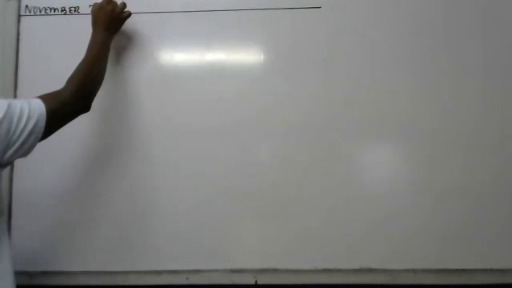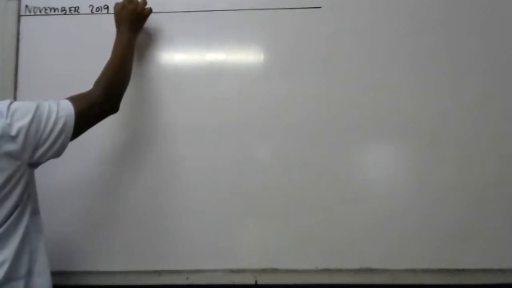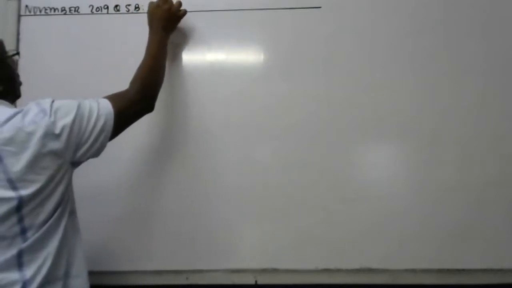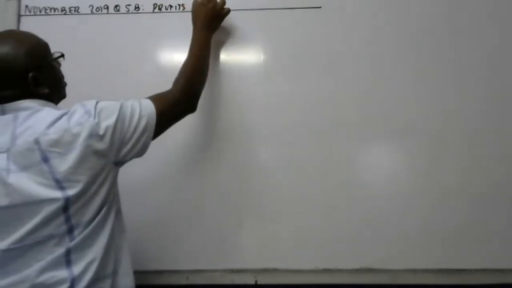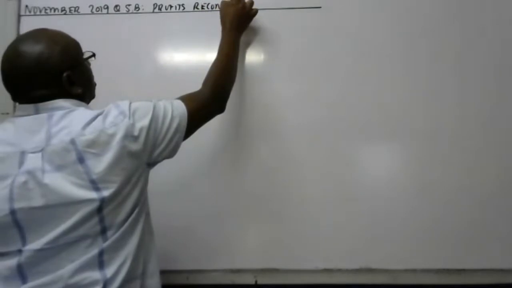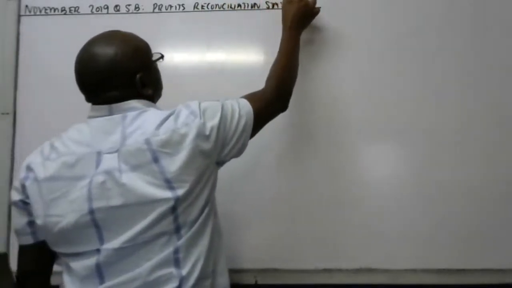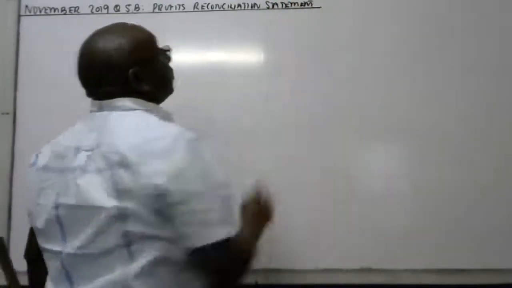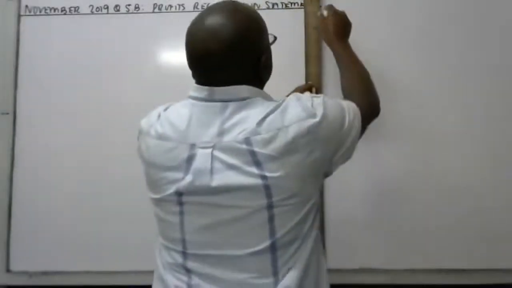So the question once again is November 2019, question 5B, and is profits reconciliation statement.